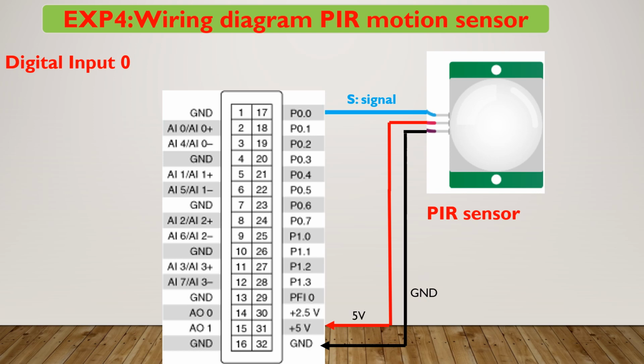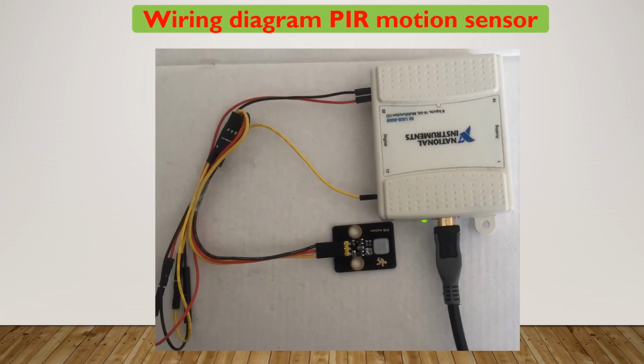By this configuration we can read a digital signal from the sensor, sometimes digital 0 and sometimes digital 1. It depends on the state of the PIR sensor. So the signal can be measured by data acquisition from digital input number 0, as you can see in this picture, before we connected the PIR sensor to digital input 0 from the data acquisition card.